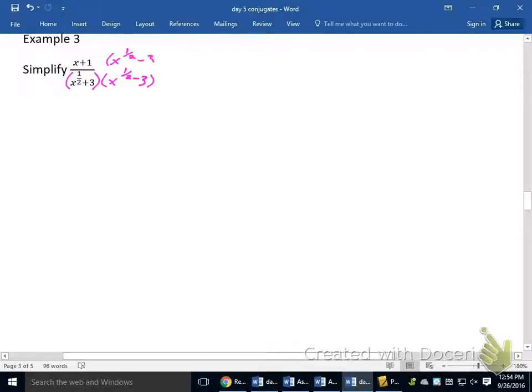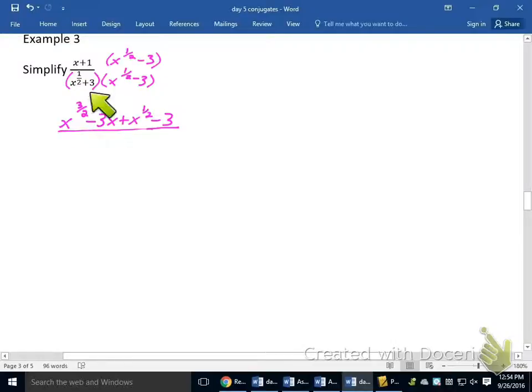Going to be quite a bit of multiplication right here, but it's going to be alright. So the numerator, when I distribute out the x, I get x times x to the half is x to the 3 halves. Remember to add your exponents. X to the 1 plus 1 half, that's 3 halves. Then distribute the x to the negative 3, so minus 3x. I'll go back and distribute the 1. That's easy. Plus 1x to the half minus 3. There's my numerator. I'm not going to be able to do anything else with my numerator. That's going to be it.